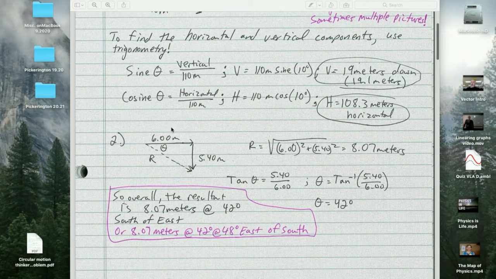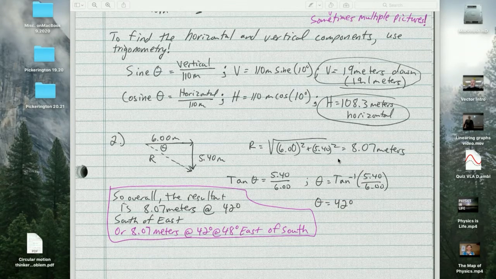Looking at number two, it was two golf putts, and we need to find the resultant. So it said you have 6 meters east and 5.4 meters south. Hopefully you know by now to draw vectors tip to tail. So the first one starts here, points toward the east. The second one starts at the end of the first one in our vector diagram and points south. So when I do that, I get a resultant going to the southeast.